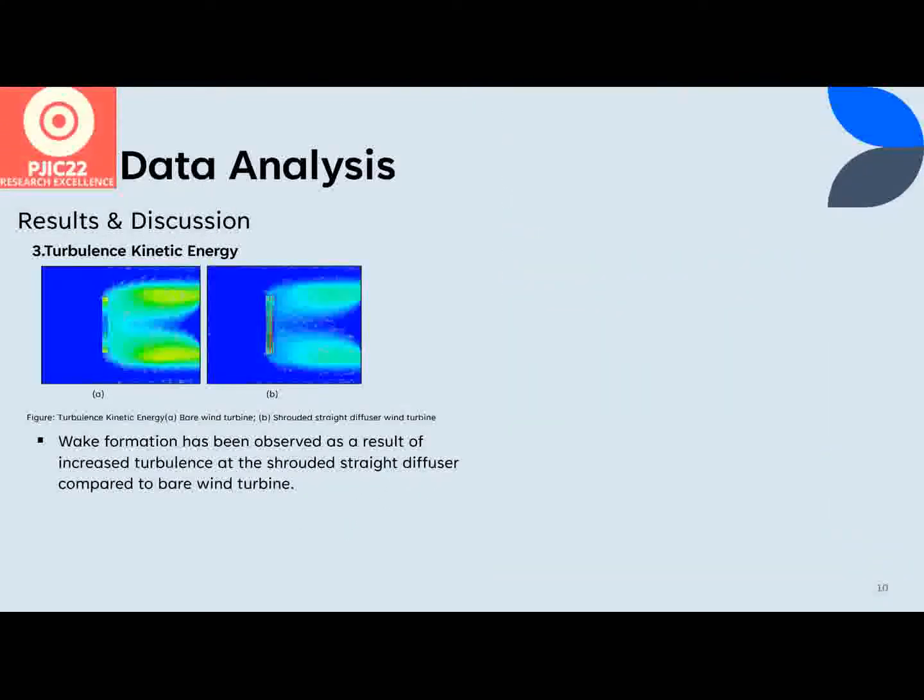Next, we go to the turbulent kinetic energy. The variation in turbulent kinetic energy along the wind turbine can be reviewed in the figure. The term turbulent kinetic energy basically refers to turbulent intensity. Wake formation has been observed as a result of increased turbulence at the shrouded straight diffuser compared to the bare wind turbine. A wake region is clearly seen at the shrouded region of the straight diffuser. The area with the highest intensity of turbulence is found downstream from the diffuser and has an asymmetric flow pattern.